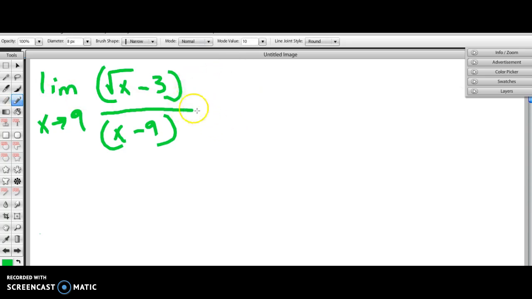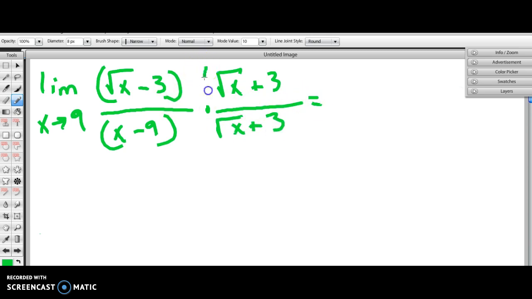All right, so what you're going to do is take the complex conjugate. You know you have to take the complex conjugate because you have a square root in the numerator. So you're going to do square root of x plus 3 over the square root of x plus 3. All right, and just like the last one, we're going to not FOIL the bottom. We're just going to FOIL the top.